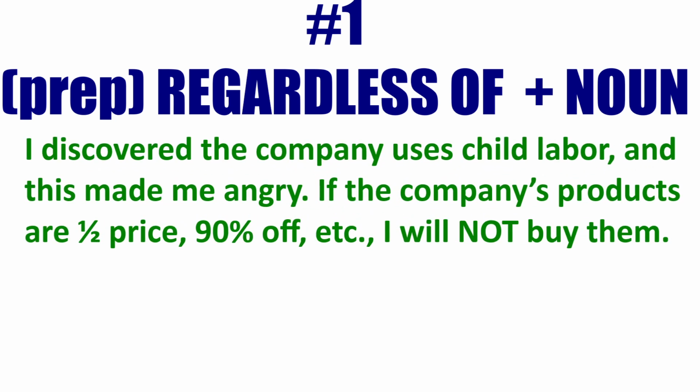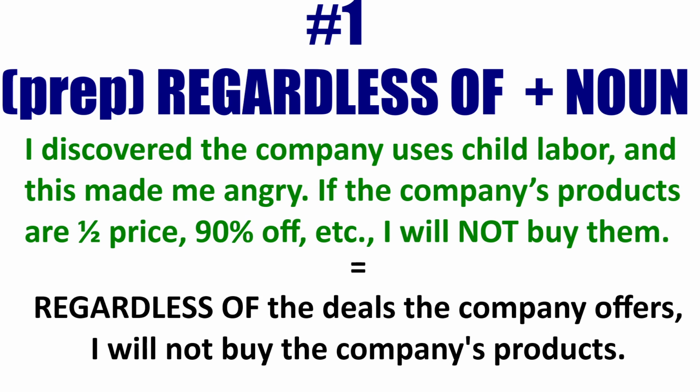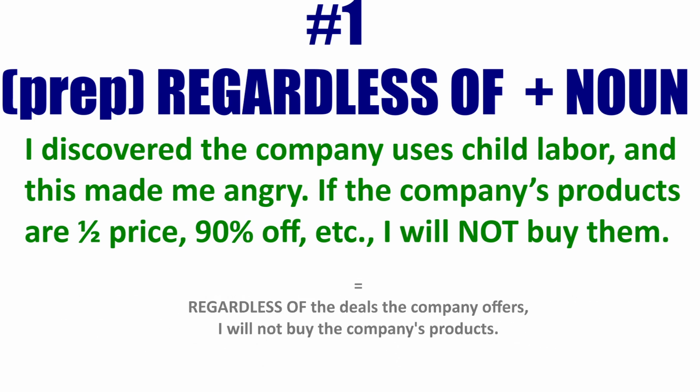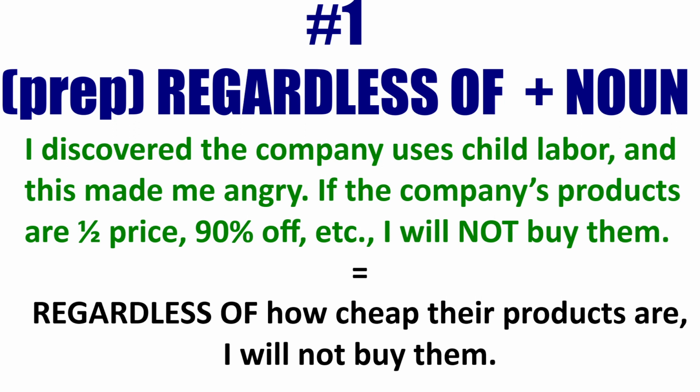I discovered the company uses child labor. So now, if the company's products are half price, I will not buy them. If the company's products are 90% off, I will not buy them. Regardless of the deals the company offers, I will not buy their products. Or, regardless of how cheap their products are, I will not buy their product. So, 100%, I will not buy their product. It doesn't matter what happens.